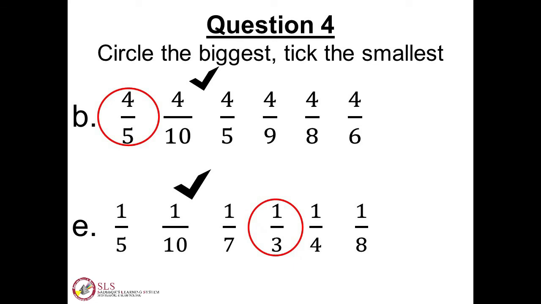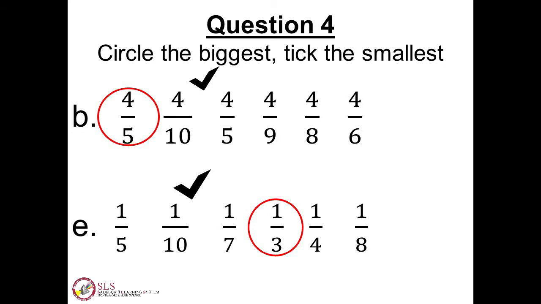Question 4. Circle the biggest, tick the smallest. Part B. Fractions are 4 by 5, 4 by 10, 4 by 7, 4 by 9, 4 by 8 and 4 by 6. Look at the denominators. 5, 10, 7, 9, 8 and 6. All the denominators are different. Now compare the fractions.